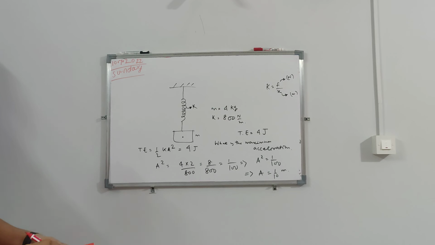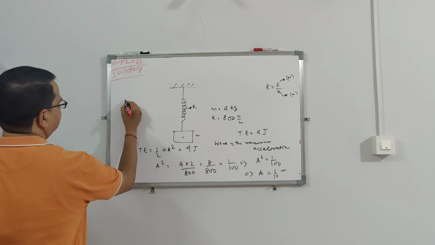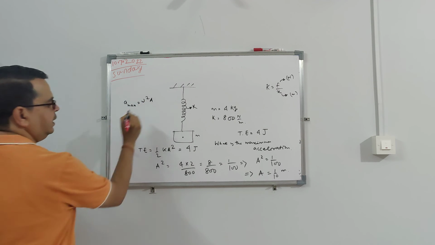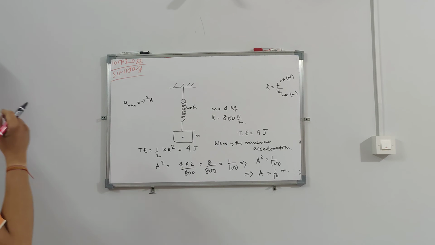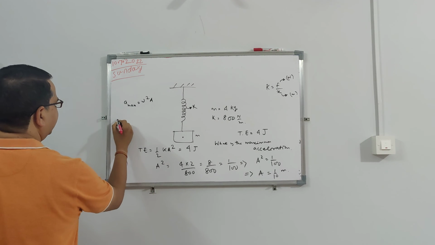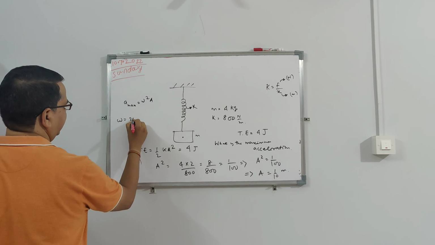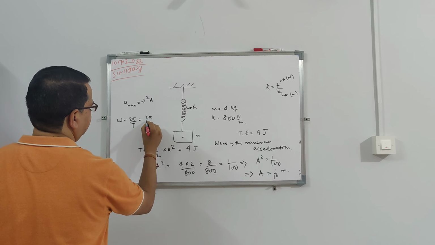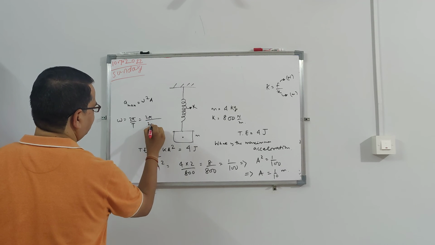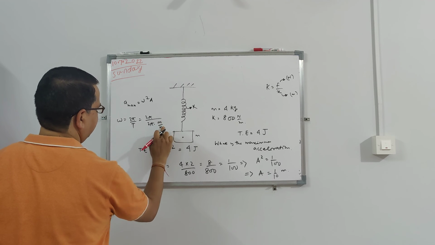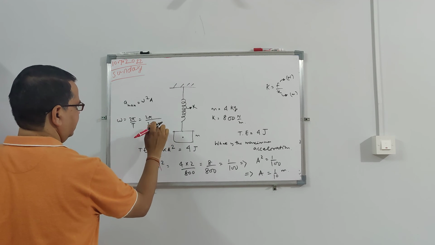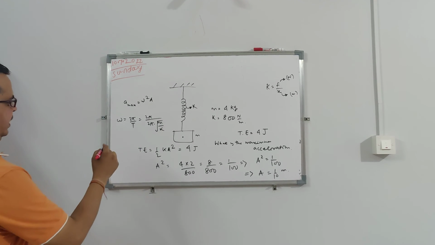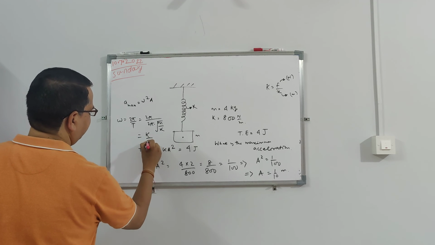Okay. So now they are asking what is my maximum acceleration. A max is equal to omega square A, right? Yes. So I know my A. Omega is equal to 2 pi by T, and the time period T is equal to 2 pi root of m by k. So 2 pi cancels, and it becomes root of k by m.